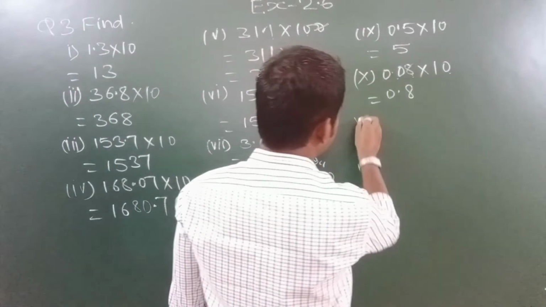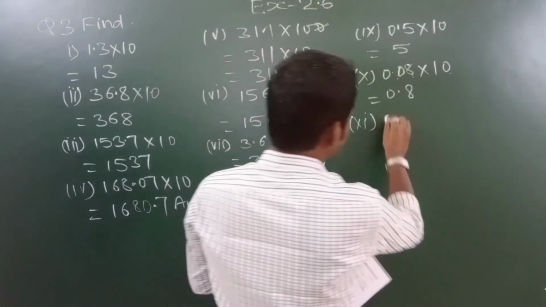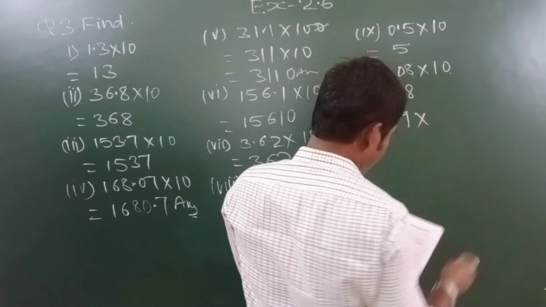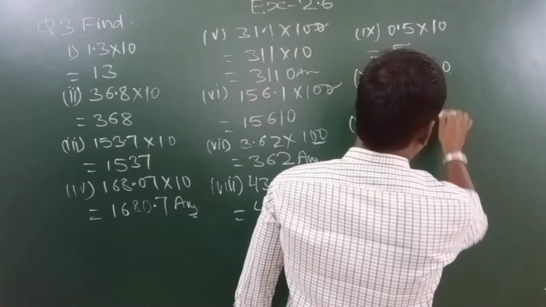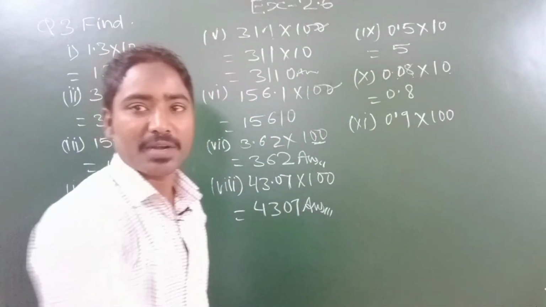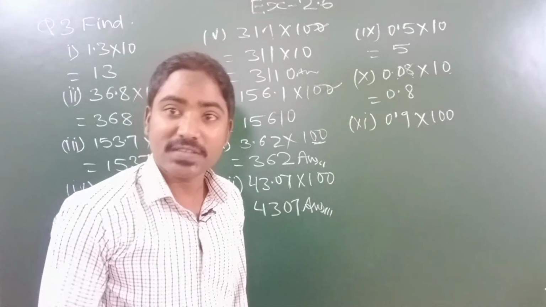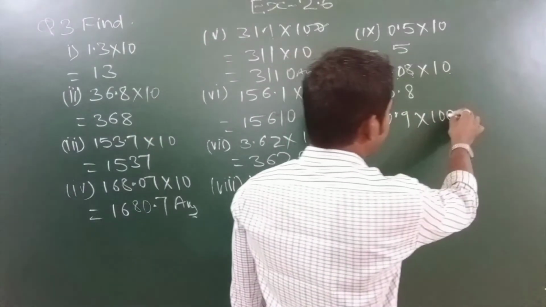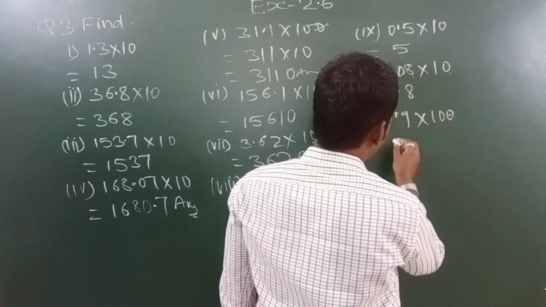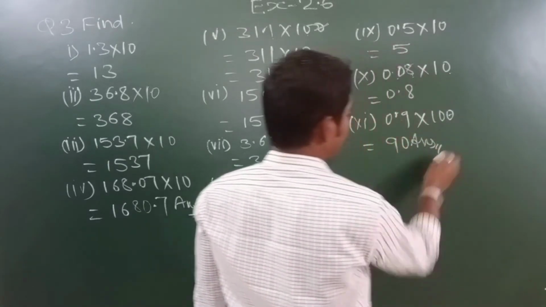Now moving to the next segment, segment number 11. Segment number 11 is saying 0.9 to be multiplied by 100. Again here after the decimal we are having only 1 digit, but we have to multiply it by 100. So in this case 1 zero will cancel with the decimal and 9 will be multiplied by 10, and finally we will have 90 in our result.